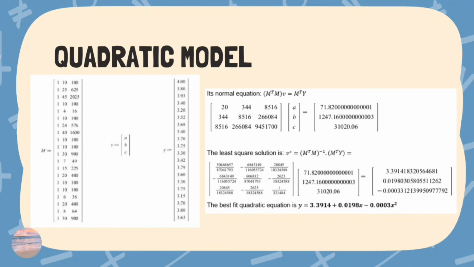Next, let's test our data into the quadratic model. So at first, we can have M, which is the first column have 1, the second column have X, which means study hours, and the third column is the X square. Then we can find V equal to A, B, and C. And then we have Y is the GPA that we got from the raw data. And from MV equals Y that we got, we can produce the normal equation and the least square solution.